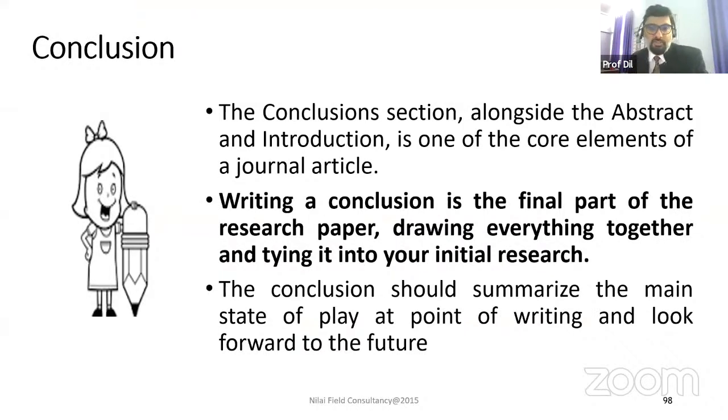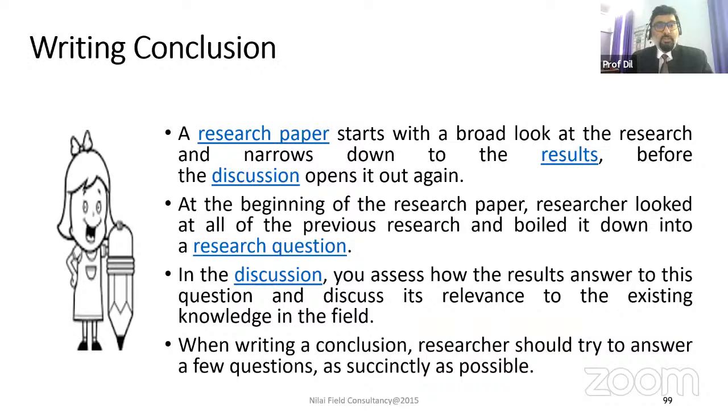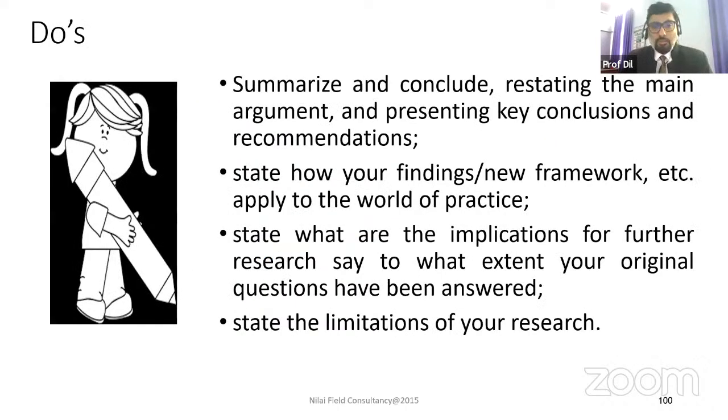Likewise, writing a conclusion is the final part of the research paper, drawing everything together and tying it into your initial research. So the conclusion should summarize the main state of play. The research paper starts with a broad outlook and narrows down to the results. So you have to talk about what is the purpose of this research and what are the results you got. What are the research questions you posed? How many research questions could you address? What kind of discussions have you made? And what kind of implications did the paper lead to? Everything should be connected with the sections you have incorporated into the paper.